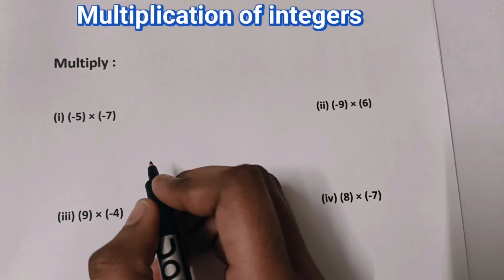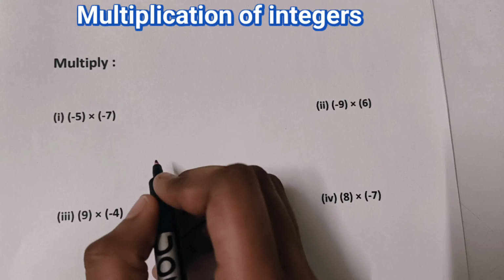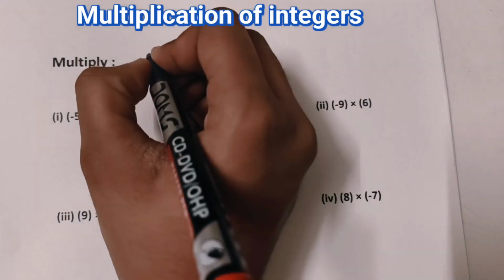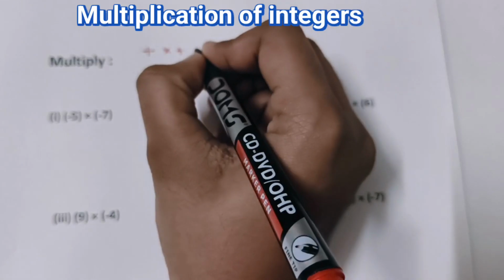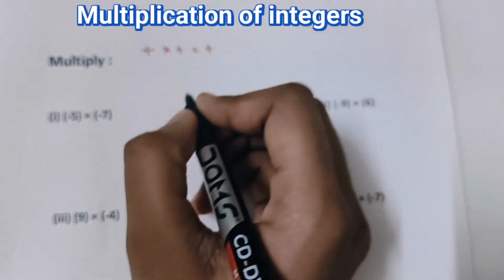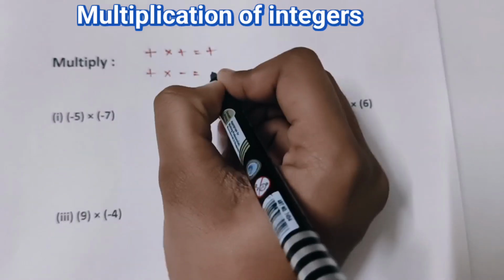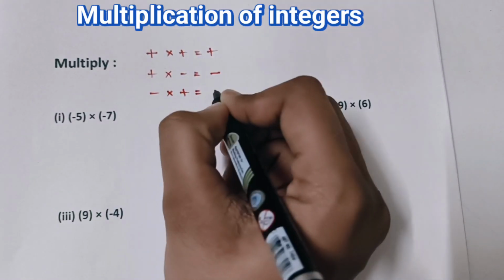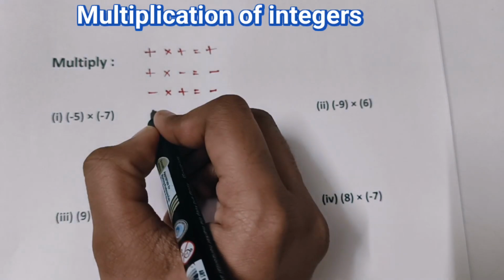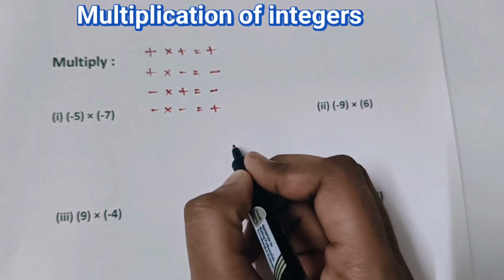Multiplication of integers. Before multiplying the questions, we will learn the multiplication of the symbols. First, positive into positive, we get positive, and positive into negative equals negative. Negative into positive equals negative. At last, negative into negative equals positive.